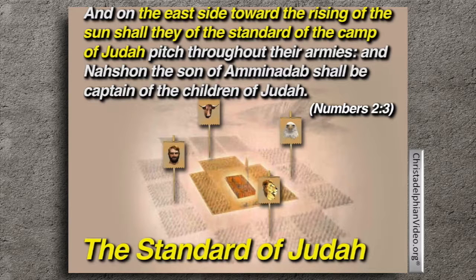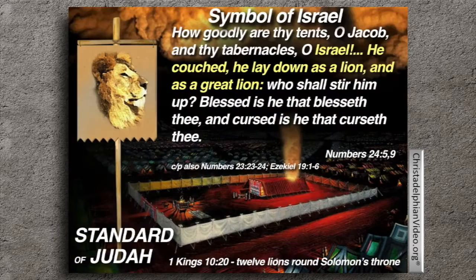Well, the standard of Judah, of course, is the standard of the lion. We read in Numbers chapter 24 that this is a representative standard. It actually stands for the whole nation. We read, "How goodly are thy tents, O Jacob, and thy tabernacles, O Israel." And he goes on to say, "He couched, he lay down as a lion, and as a great lion, who shall stir him up? Blessed is he that blesseth thee, and cursed is he that curseth thee." So we see here that the lion, although it is the standard of Judah, represents the whole nation.